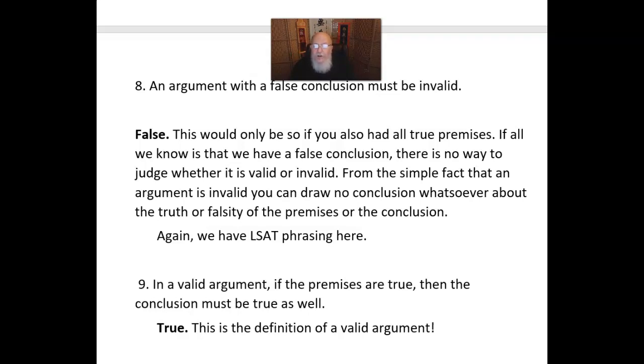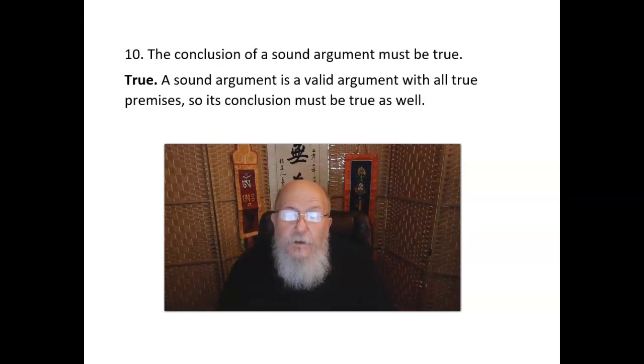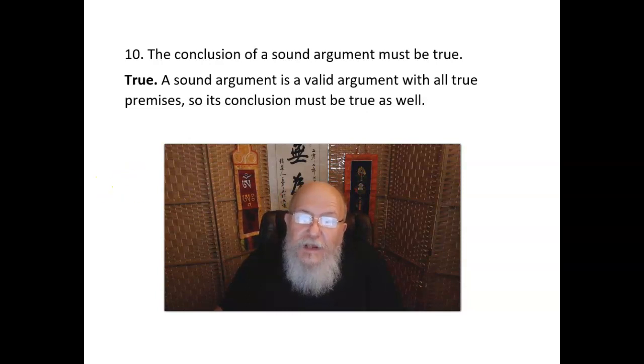9 states, in a valid argument, if the premises are true, then the conclusion must be true as well. And that's true because, duh, that's the definition of a valid argument. And here we have the statement, the conclusion of a sound argument must be true. And that's true. Why? Well, because a sound argument is a valid argument with all true premises. And if a valid argument has all true premises, then its conclusion must be true as well. So one way just to keep that in mind is, in a sound argument, every premise is true and the conclusion is true. And because the form is valid, you've got the best possible kind of argument you can have, one that's both valid and sound.